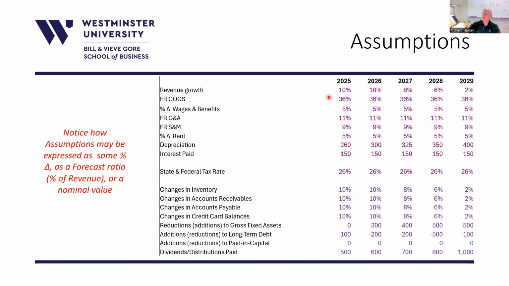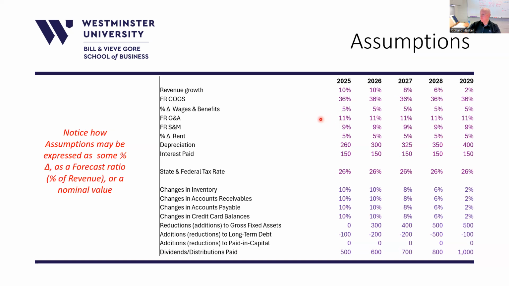We believe that cost of goods sold has a forecast ratio of 36%. So if we have identified what the expected revenue is for 2025, by having applied a 10% growth from the 2024 revenue line, and if we now apply a 36% factor to that, we now have estimated cost of goods sold for 2025. With our wages and benefits, we're making an assumption that there's a percent change in our wages and benefits of 5% each year. That triangle is referred to as a delta, and delta means change. So this is percent change in wages and benefits.